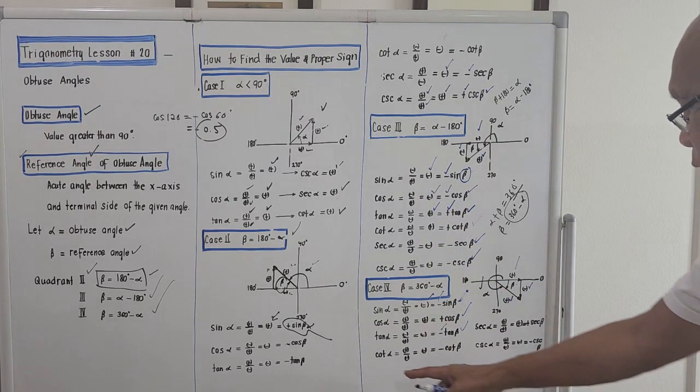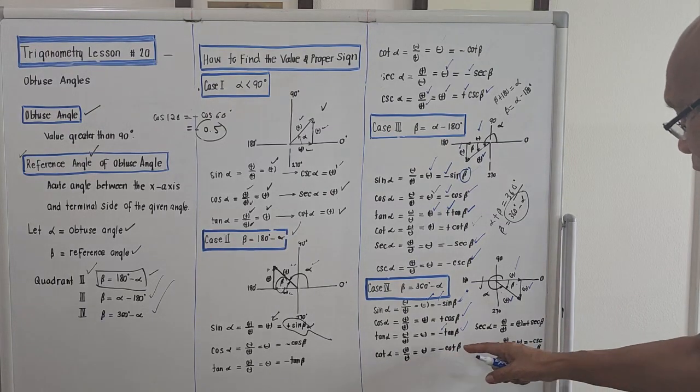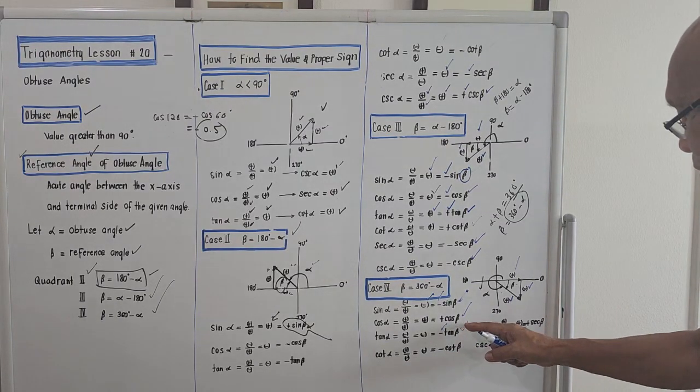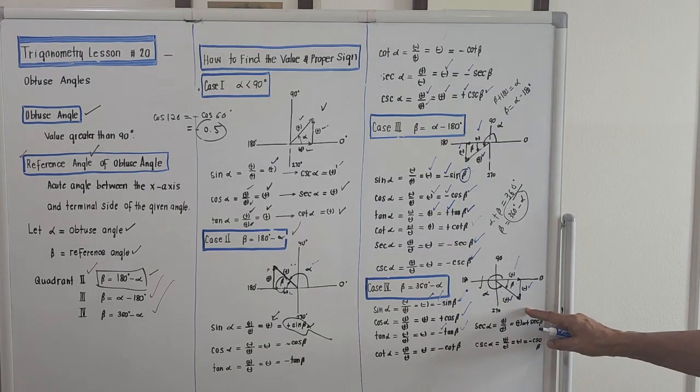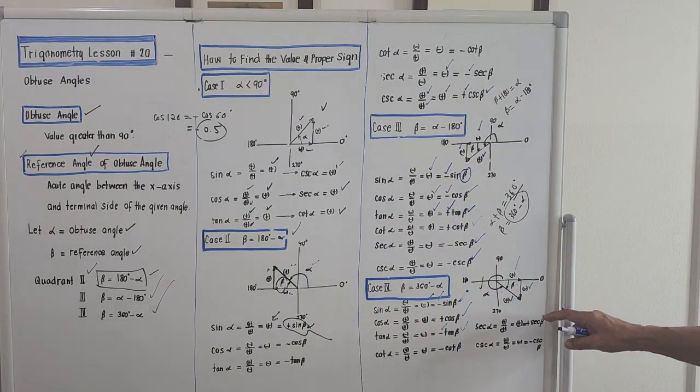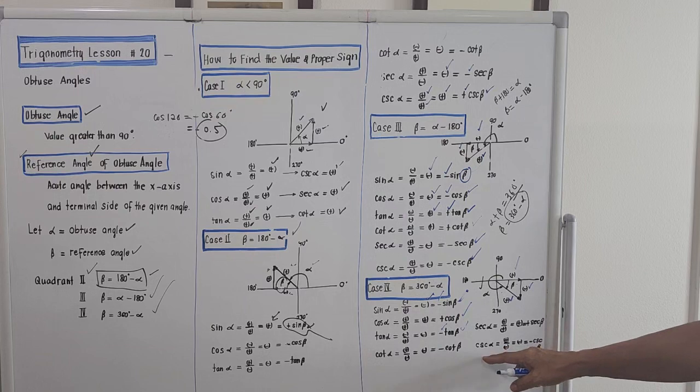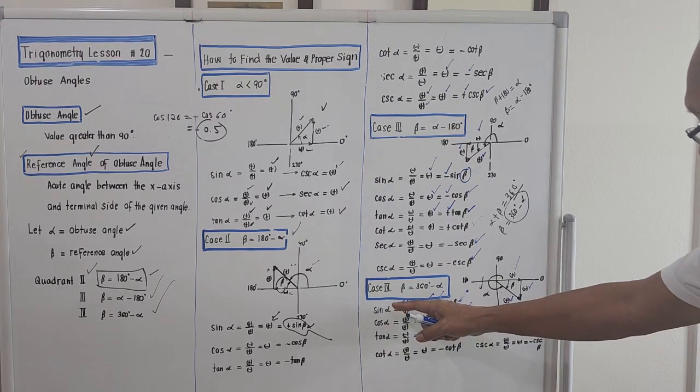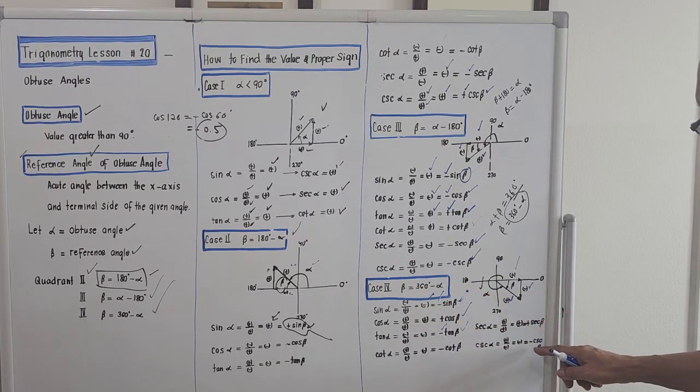For cotangent, of course, it will be negative cotangent. It follows the sign of this one. For secant, it follows the cosine. So this will be plus secant. For cosecant, it follows the sign because sine and cosecant are reciprocal. So this should be negative cosecant of beta.